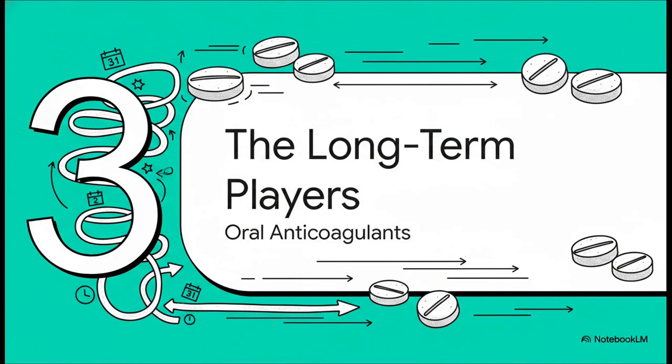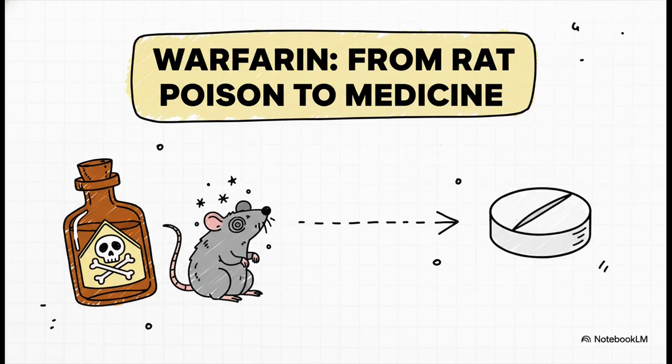All right, so that was our fast-acting injection team. Now let's switch gears completely. Let's move on to our second major group, the oral anticoagulants. These are the long-term players. These are the tablets that patients take at home for maintenance, sometimes for weeks, months, or even for the rest of their lives. And the undisputed king of this category, the classic, is warfarin, an old, very reliable, but also very tricky drug.